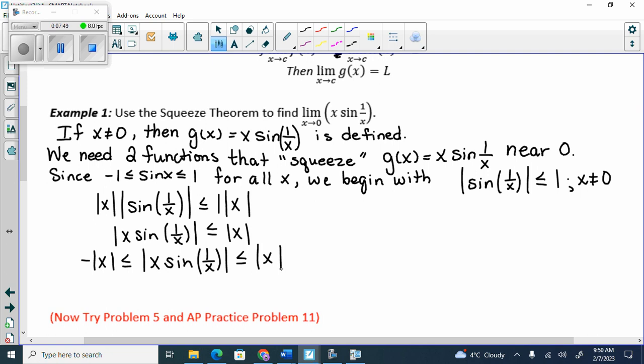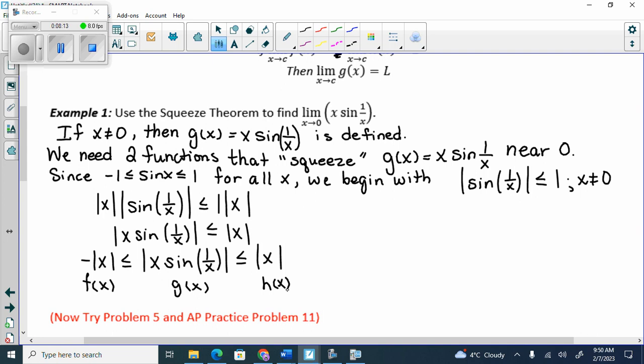Wait a second, what are these now? F, G, H. Didn't I say I needed one function below it and one function above it? Now I can find the limit as they approach those.